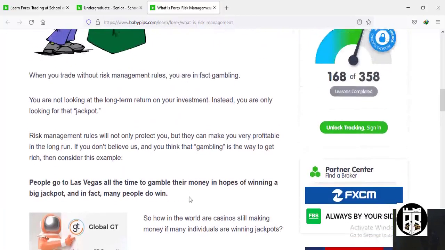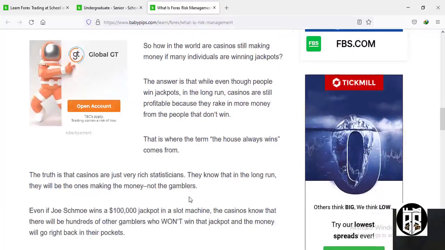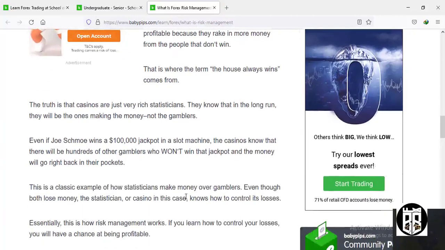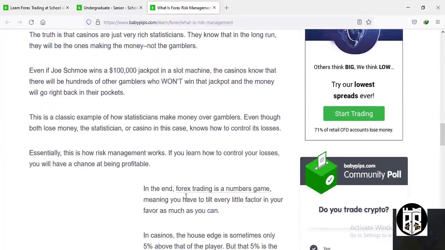Now the casino always wins. That is true because the majority of people lose, and the chances of people losing in a casino is greater than the chances of those who win a jackpot. So if you learn how to control your losses, you will have a chance at being profitable in trading the forex market.